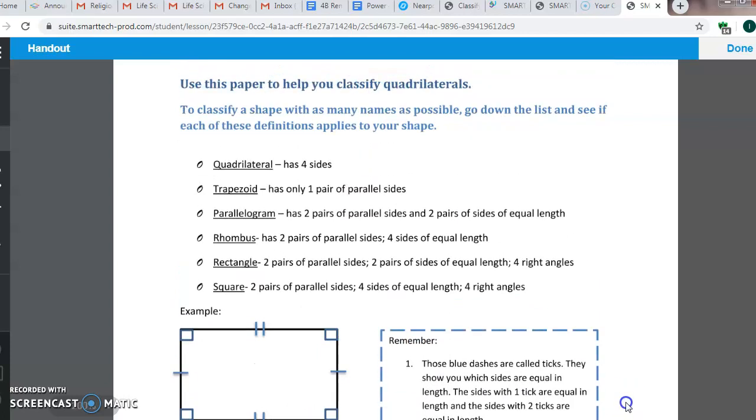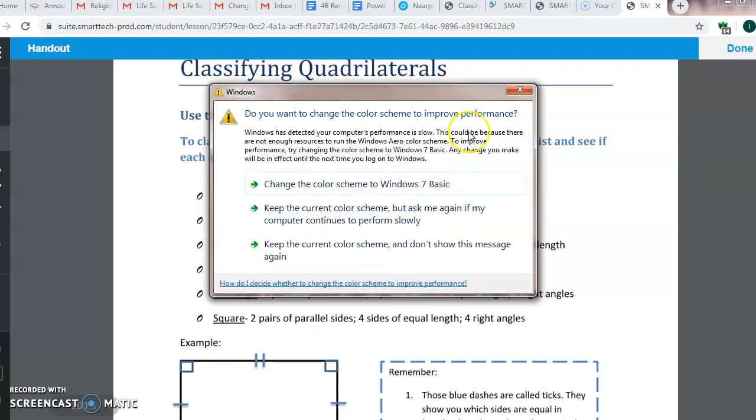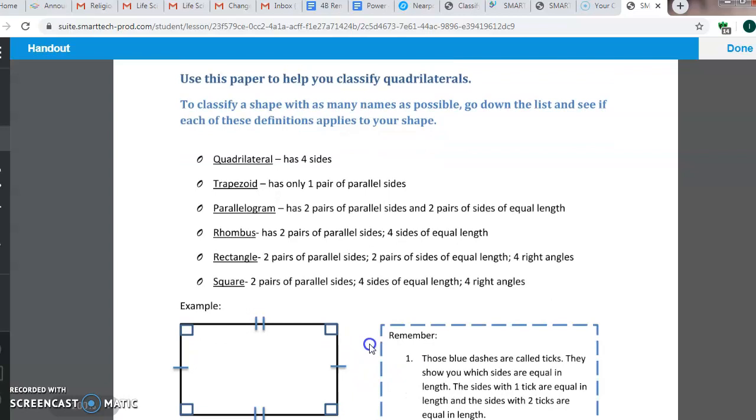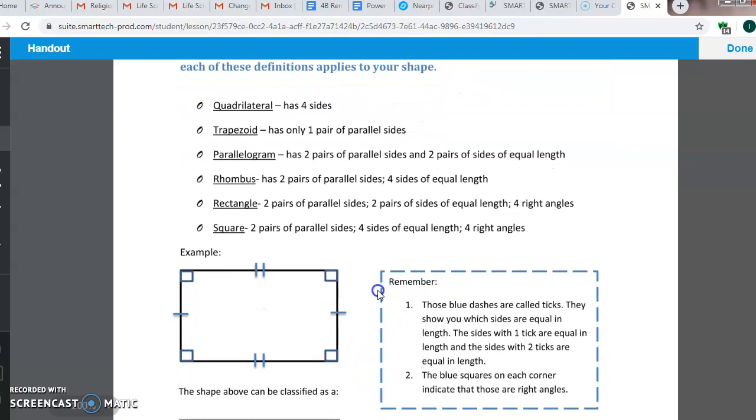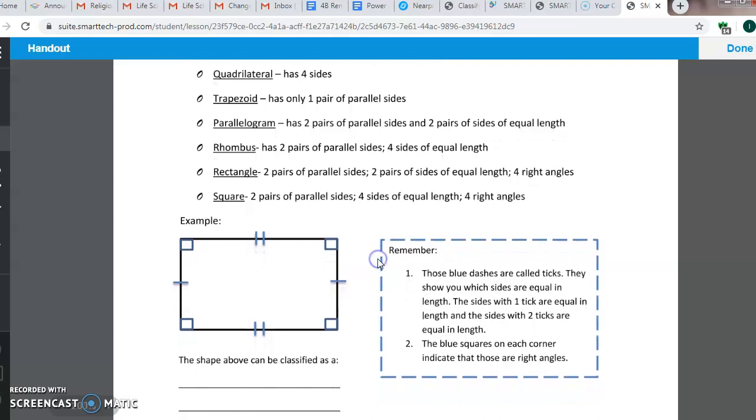So if in your practice book the directions say classify a shape with as many names as possible, what you need to do is go down this list of definitions and check each definition to see if it applies to the shape that you were given. So that's exactly what we're going to do today with this shape that we have below on the bottom left-hand side. So let's start at the top.